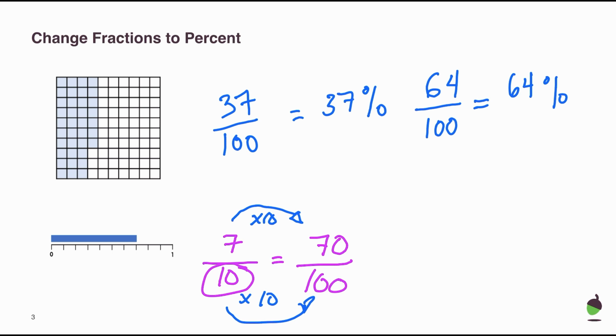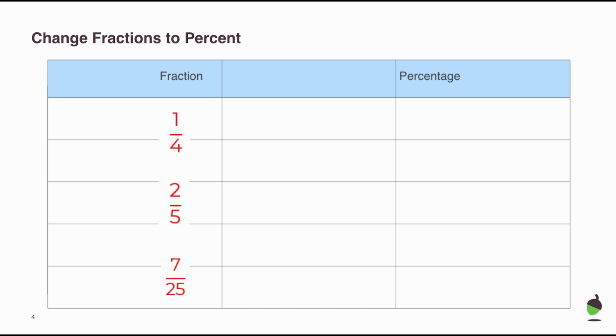Now, we have out of 100. Since it's already out of 100, it's easy to change it into a percent. So, 70 out of 100 is equal to 70%. So, we have here 1/4.